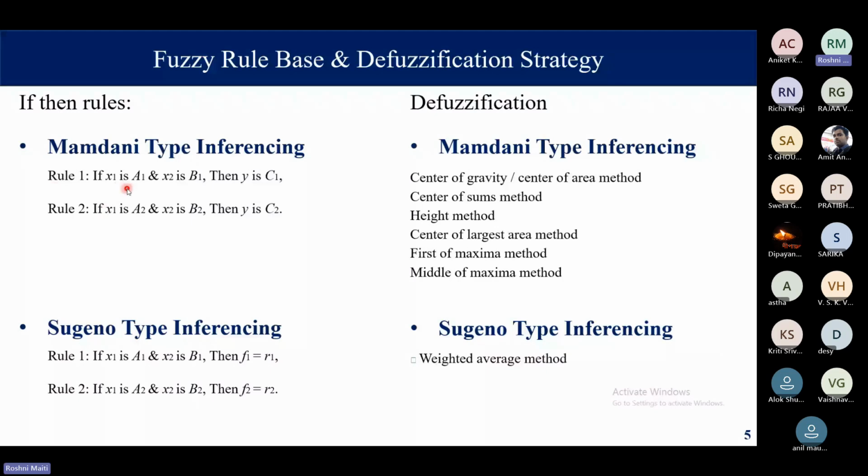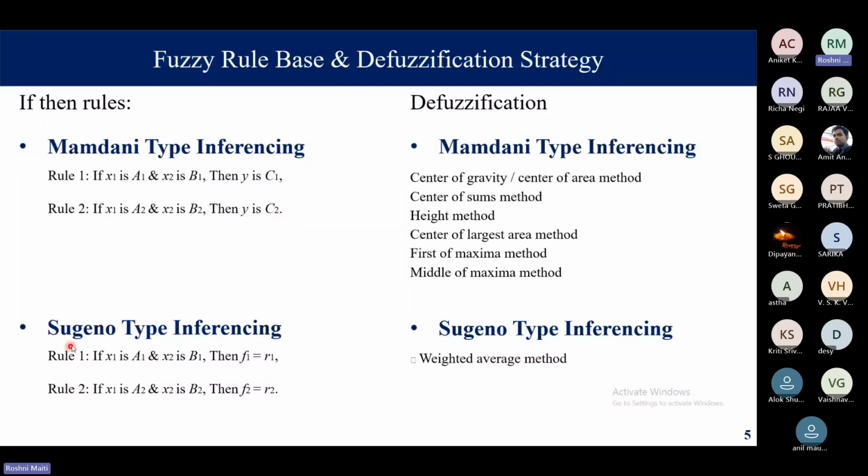That means here it is written: if x1 is a1 and x2 is b1, then y will be c1. That means we will have a specific output if we have some specific inputs. In rule 2, again we have written: if x1 is a2 and x2 is b2, then y will be c2.